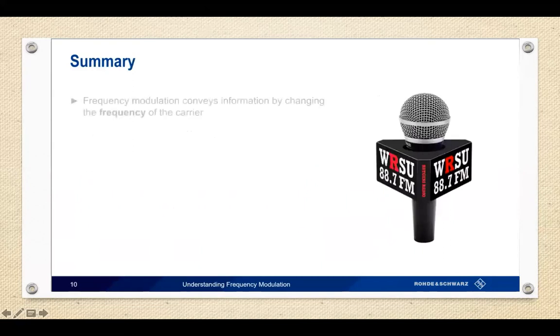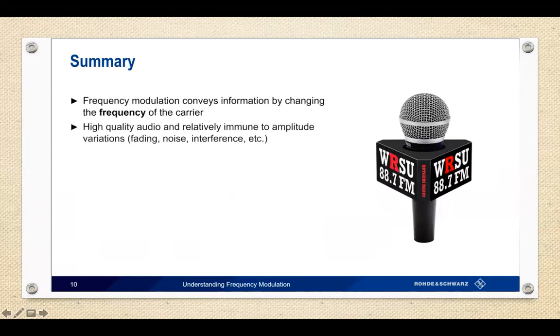So in summary, frequency modulation carries information by changing the frequency of the carrier. The greatest advantages of FM are that it provides high-quality audio and is relatively immune to amplitude variations caused by things like fading, noise, and interference. It does, however, require significantly wider bandwidths than other analog modulation types.